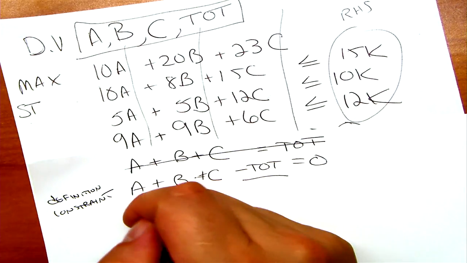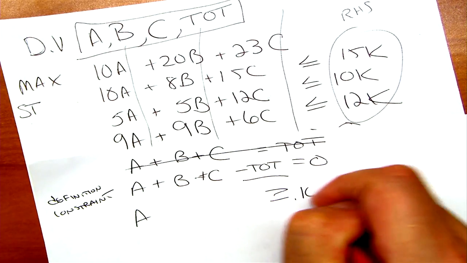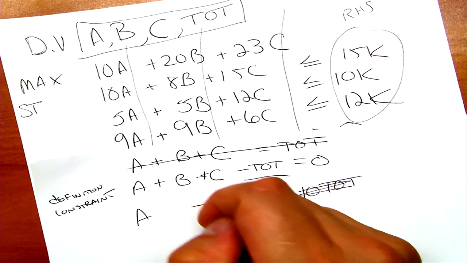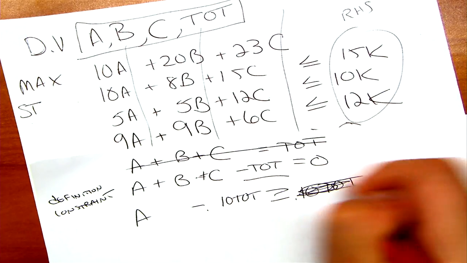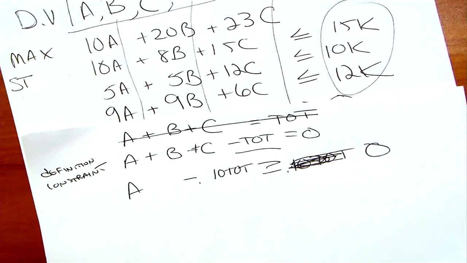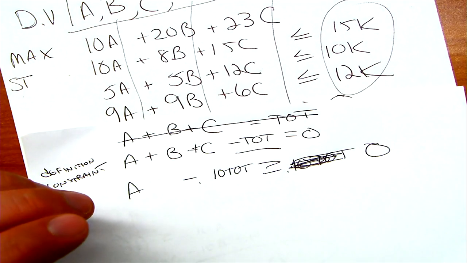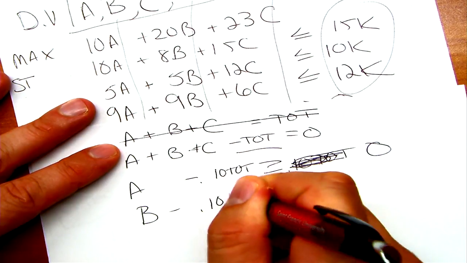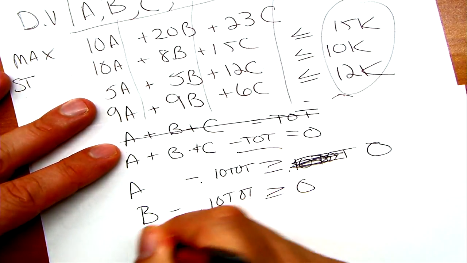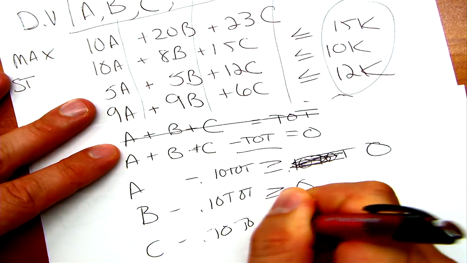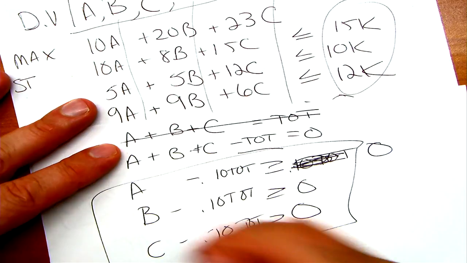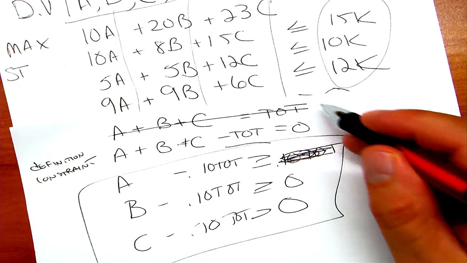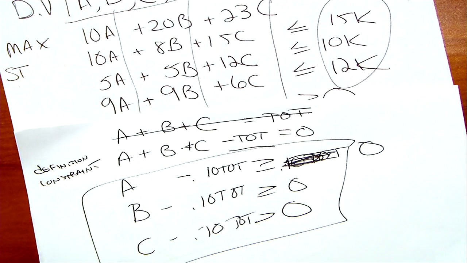Yep. So A is greater than or equal to 10% of tot. But once again, I want to get this over, so A minus 10% of tot is greater than or equal to 0. And remember, I want to do the same thing with B and C. So what would that look like? B minus 10% of tot is greater than or equal to 0, and C minus 10% of tot is greater than or equal to 0. Okay, this total is called a summation variable, and the constraint that creates it is called the definition constraint.